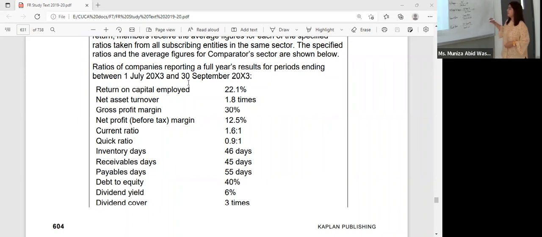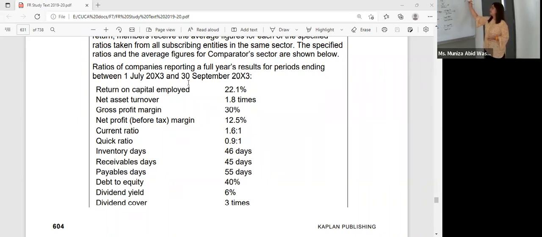Then we have inventory days. What is the formula of inventory days? Very good. Inventory divided by cost of sales multiplied by 365. Then we have receivable days. Formula. Very good. Receivables divided by credit sales, or if credit sales are not being given, you can take full amount of sales as well. So receivables divided by sales multiplied by 365.